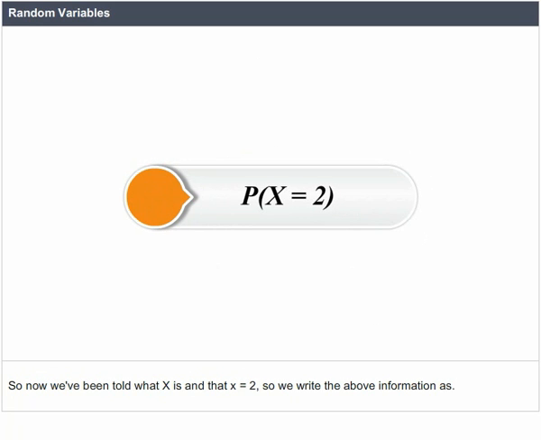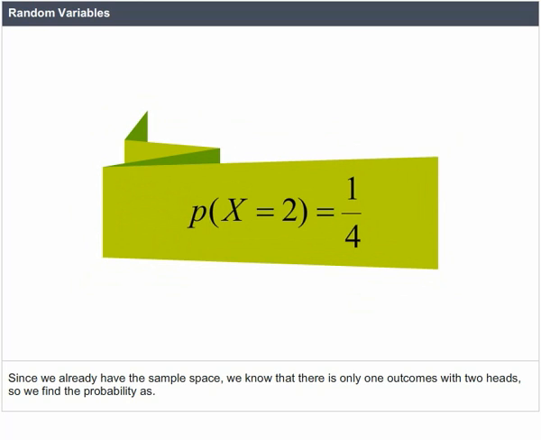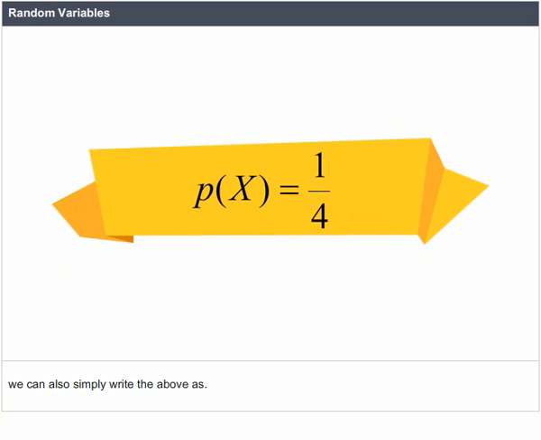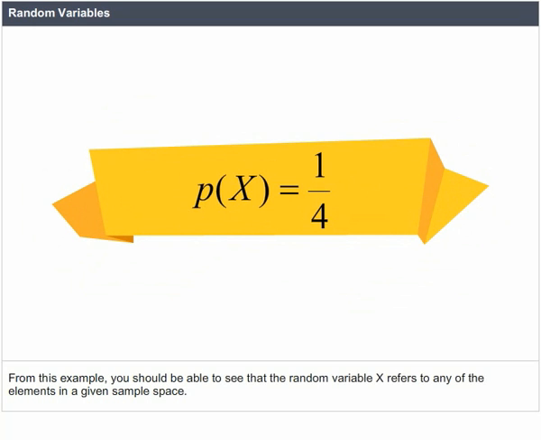So, now we have been told what X is and that X equals 2. So, we write the above information as probability of X equal to 2. Since we already have the sample space, we know that there is only one outcome with two heads. So, we find the probability of X equal to 2 equals 1 divided by 4. We can also simply write the above as P of X equal to 1 by 4. From this example, you should be able to see that the random variable X refers to any of the elements in a given sample space.